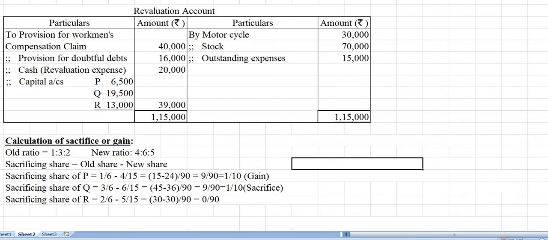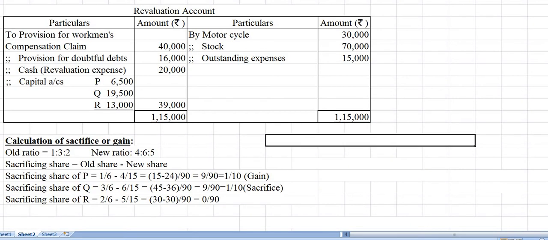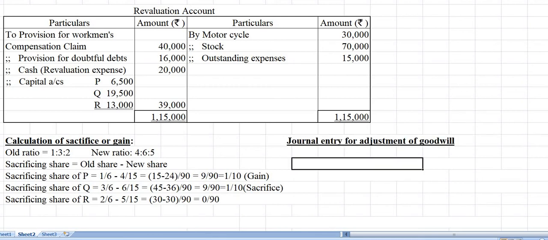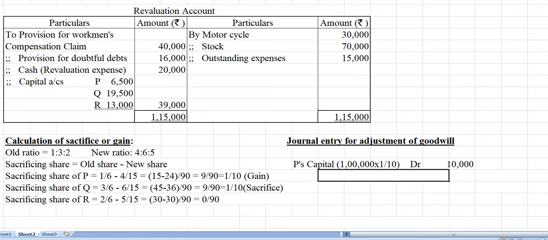So let us see the calculation of goodwill. Journal entry for the adjustment of goodwill. Who is sacrificing? Sorry, Q is sacrificing. So P has to pay to Q. So P's capital account debit, 1 lakh into 1 by 10, that is 10,000 to Q's capital. There also 10,000. So the journal entry for adjustment of goodwill is over.